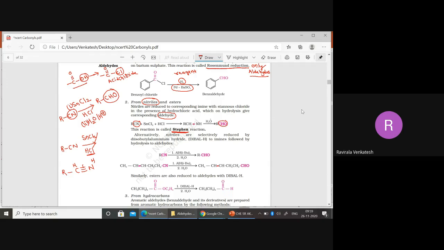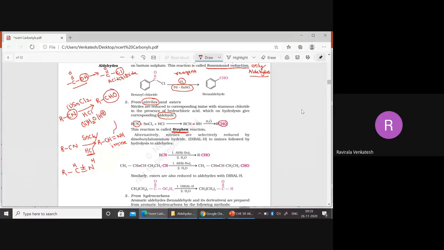Now break the bond. Now what do we get? R-CH double bond NH. Correct? Finished? Very simple or not? Break one pi bond, put one hydrogen here and one hydrogen here. And this is called what? Actually, we can call this an imine. The name of this is imine. First it will produce the imine.